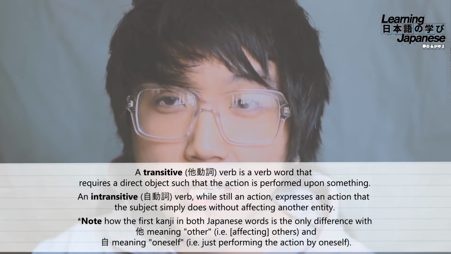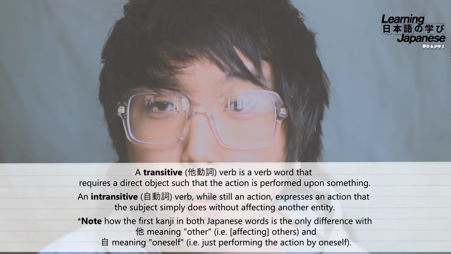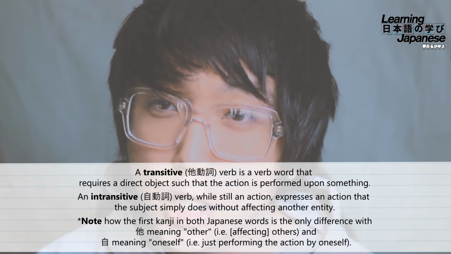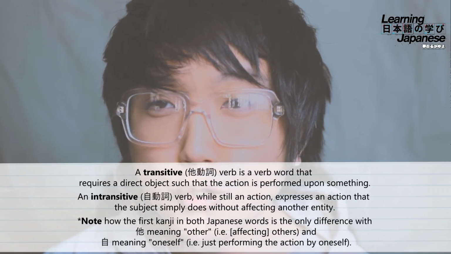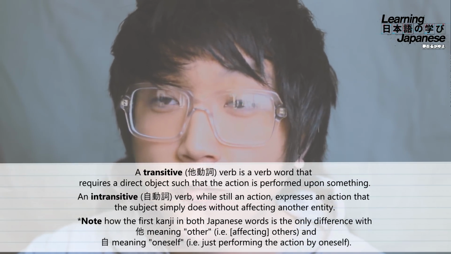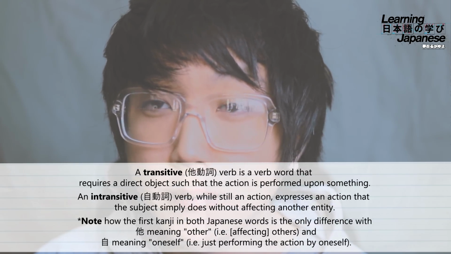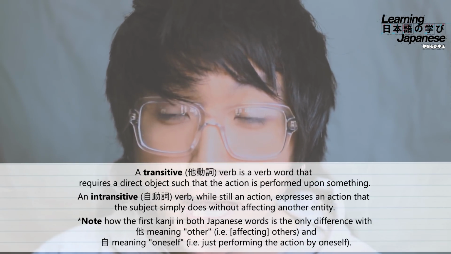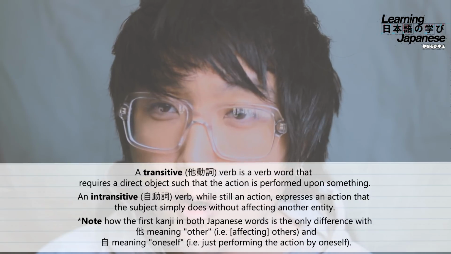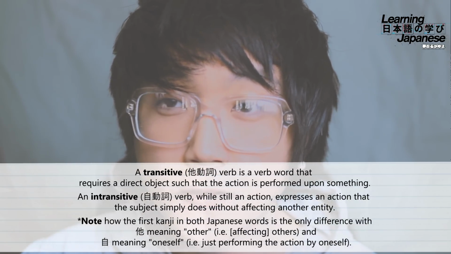Okay, so let's begin. What is a transitive verb? A transitive verb is just going to be a verb word that needs basically a direct object to be used with it, such that the action that is the verb can be basically performed on that object. On the other hand, an intransitive verb is just a verb word or an action that the subject simply performs without actually affecting anything.